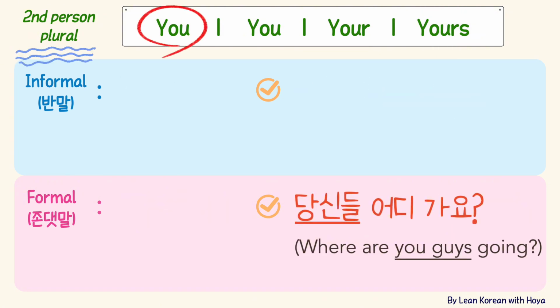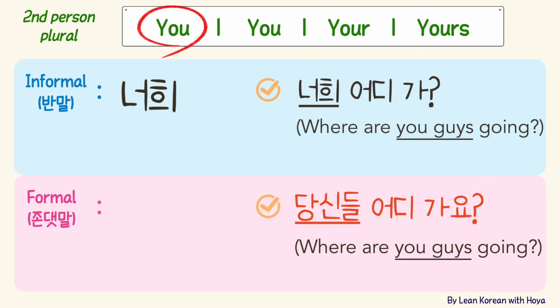Let's move on to second person plural. So you in informal speech is 너희. Where are you guys going? 너희 어디 가?